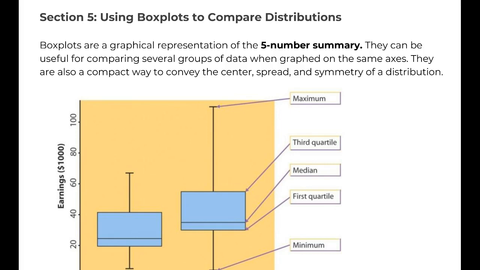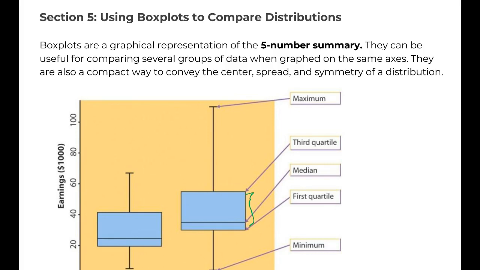So that middle 50%, our IQR, is represented by the box section of our box plot: Q1, median, and Q3. And then you're going to have whiskers. You'll sometimes hear this called a box and whisker plot. The whiskers go out to the minimum and maximum value.